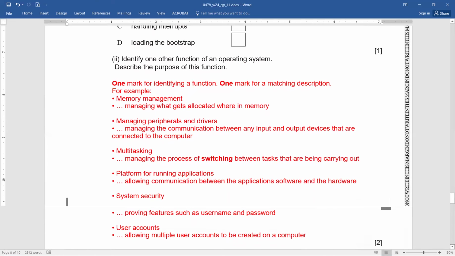Platform for running applications means it allows communication to take place between the application software and the hardware. Different applications are running because of the intervention of an operating system. If the operating system is not there, the application software will not be able to function. System security is a very important feature through which you can secure the entry or exit of different people. Only the authorized people with the right username and password will be allowed to access. And user accounts are there so that multiple users can use the same system because they have IDs and passwords. Their accounts are maintained by the operating system, so different users can use the same computer also.